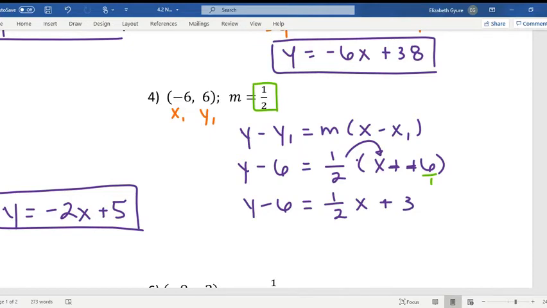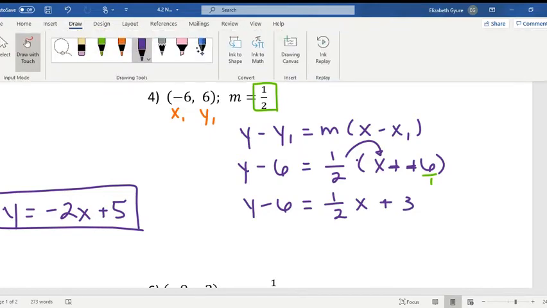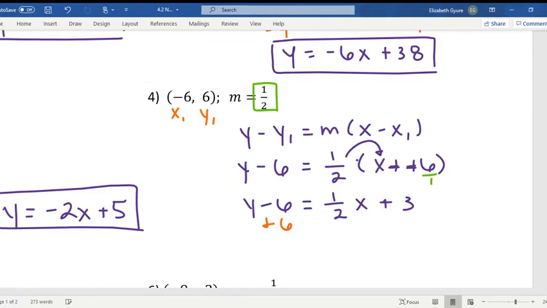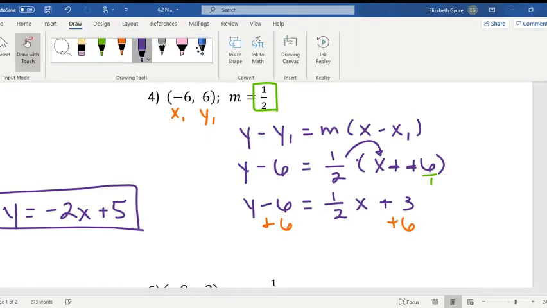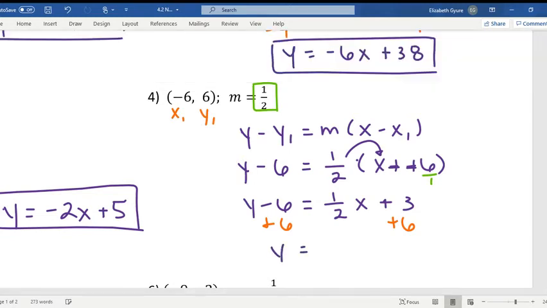What haven't I called on? Brooklyn, what's my last step? Well, the 6 is being subtracted, so what's the opposite? Add it. We're going to now add the 6. Did you make that mistake, Hayden? It happens a lot, which is why it's important for us to show our work, right? Because you get most of that. So y equals 1/2 x plus 9.